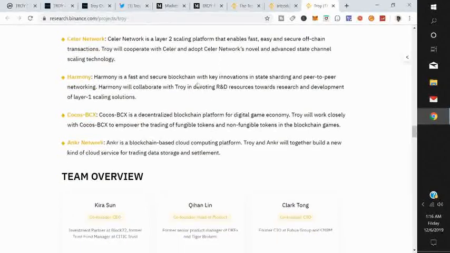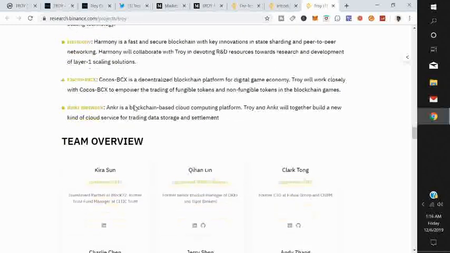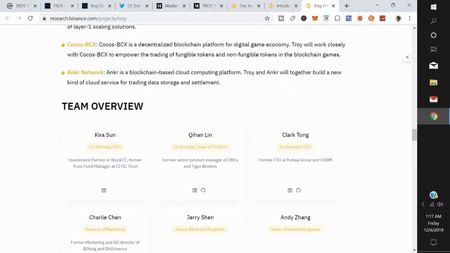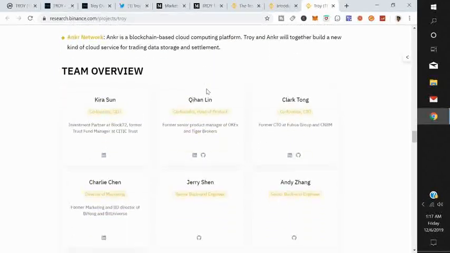Harmony is a fast and secure blockchain with key innovations in state sharding and peer-to-peer network. Harmony will collaborate with Troy in developing R&D resources toward research and development of Layer 1 scaling solutions. Coco's BCX is a decentralized blockchain platform for digital game economy. Troy will work closely with Coco's BCX to empower the trading of fungible tokens and non-fungible tokens in the blockchain games. The Anchor Network is a blockchain-based cloud computing platform. Troy and Anchor together build a new kind of cloud service for trading, storage, and settlement.